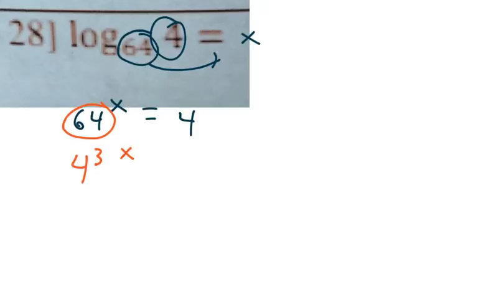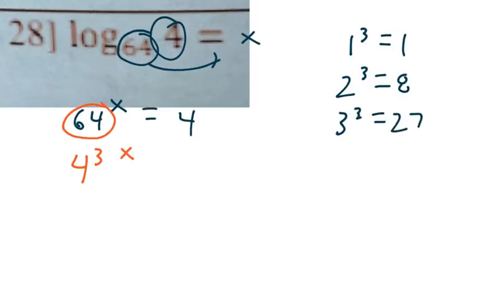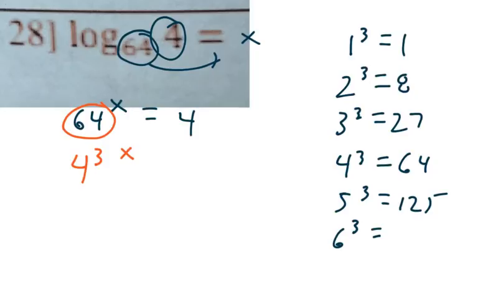Okay? As a matter of fact, let's go through them again. 1 cubed, of course, is 1. 2 cubed, you should know, is 8. 3 cubed, you should know, is 27. 4 cubed is 64. 5 cubed is 125. 6 cubed is 216. Usually they don't go higher than 6.